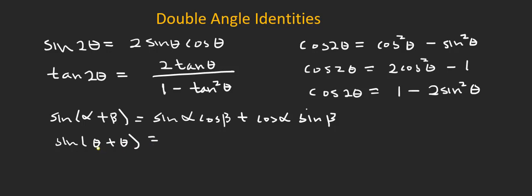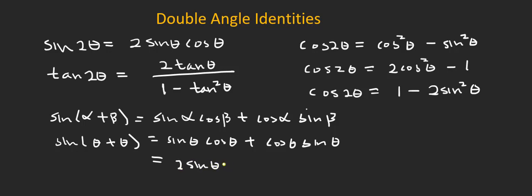Now, your alpha is theta and your beta is theta. So all you've got to do is plug it in. You get sine theta cosine theta plus cosine theta sine theta. Now, notice these two are the same, it's just that this is in reverse order. So it ends up with 2 sine theta cosine theta. That's how you get sine 2 theta is 2 sine theta cosine theta.